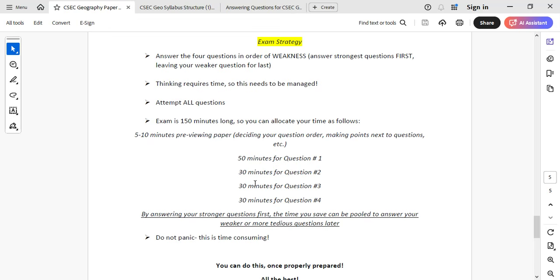Commit yourself to whatever time you're focusing on with the question, stick to it. Move on and come back if time is available. Just make sure you answer all your questions. Go with a watch, stick to the time you're committing to, and you should be able to do everything.